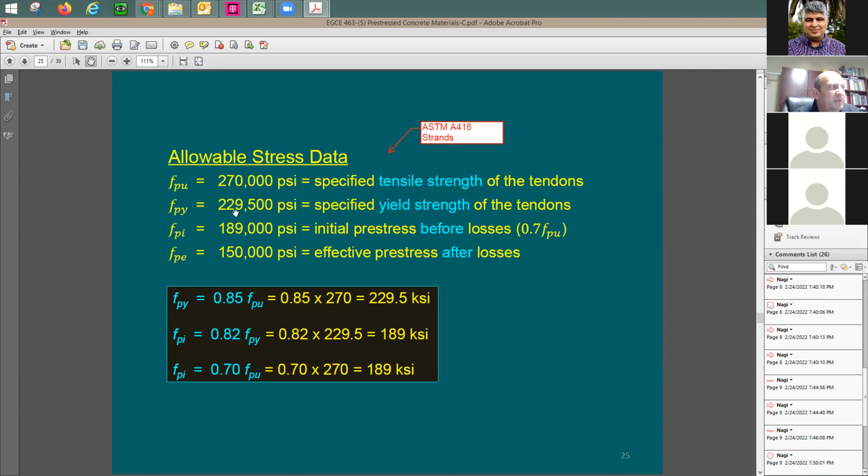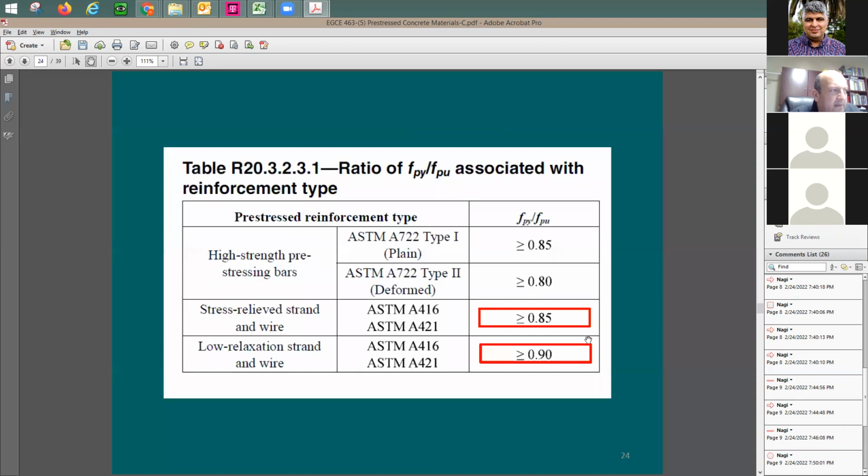The yield strength is going to be 229.5 KSI, which is 85%. If you run the numbers here, this is going to be 85%. So what does it mean? Most likely I'm going to be going with the lower grade of the 416. I have here two grades: the 416 stress relief or low relaxation. The stress relief is going to be cheaper, so it's going to cost less. It's going to be more available. So if you plan to go with 416, try this one first. If your design is not good and you're in trouble, you're going to go to the low relaxation. But you need to understand that you may not find it in the market, or it's going to be a little bit pricey.